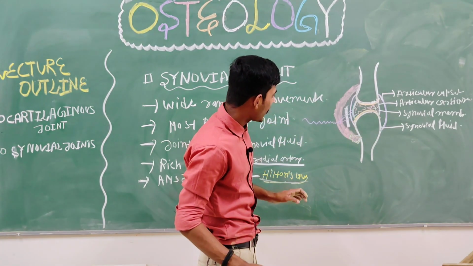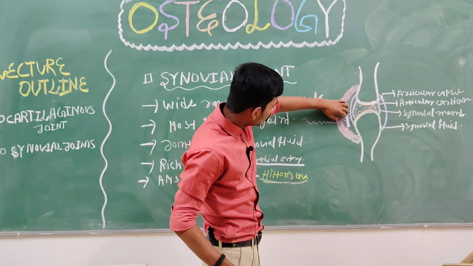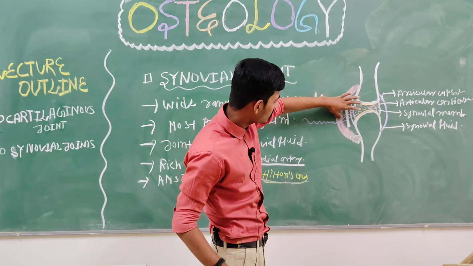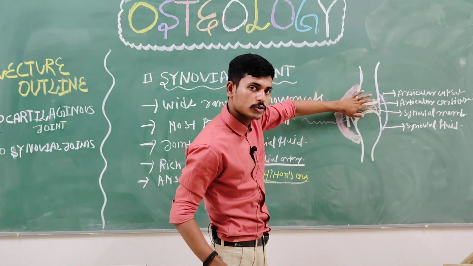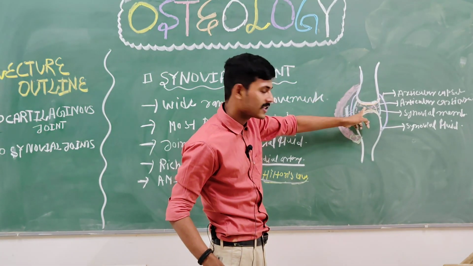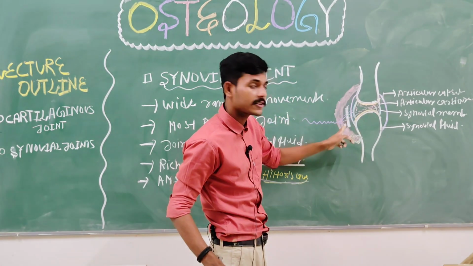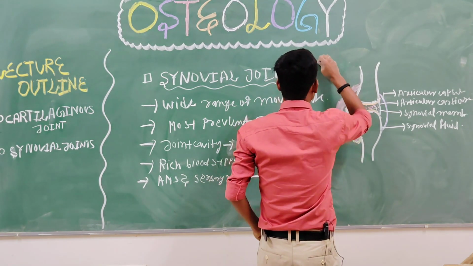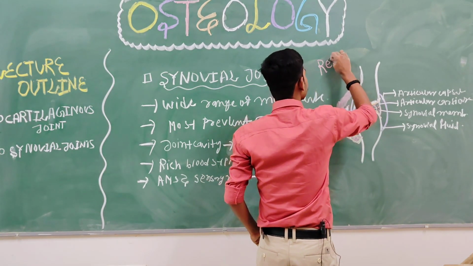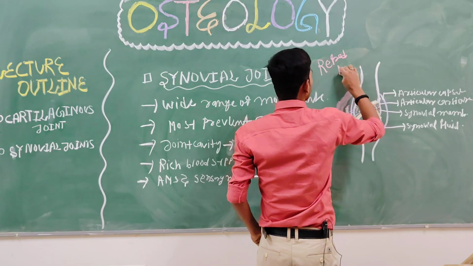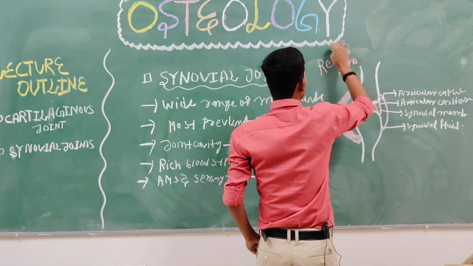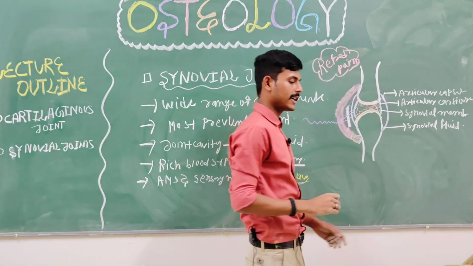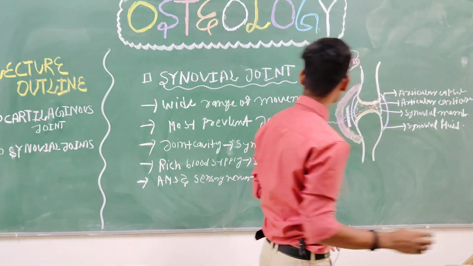And the significance is that once the muscles fire, the nerves which stimulate the muscles also stimulate the joint. So if there is any irritation in the joint, then there is a referred pain to the muscles, like in the case of osteoarthritis. We will discuss it after a few minutes.